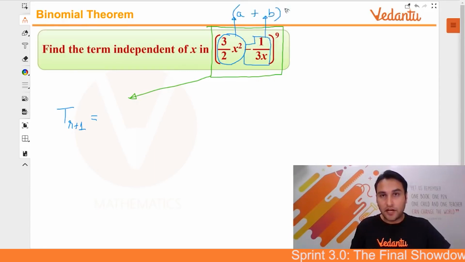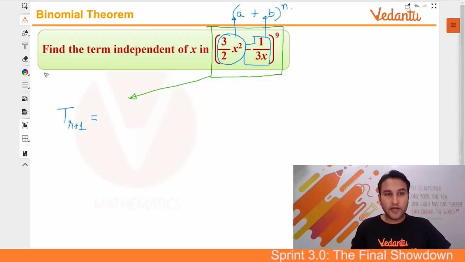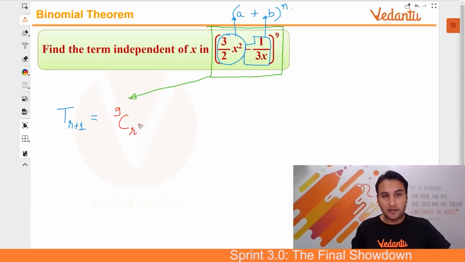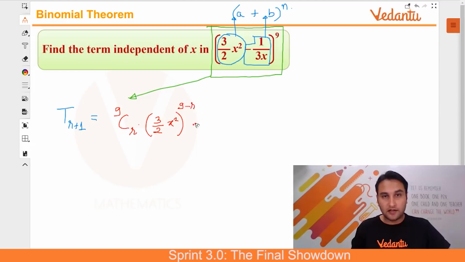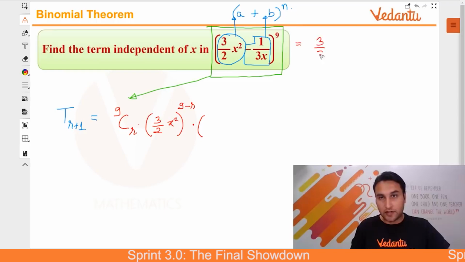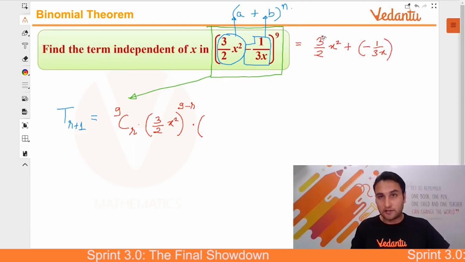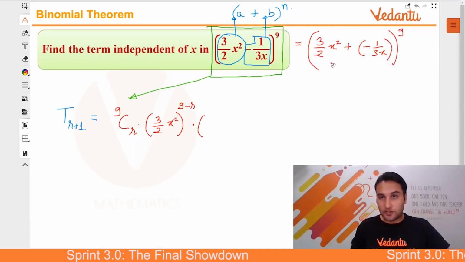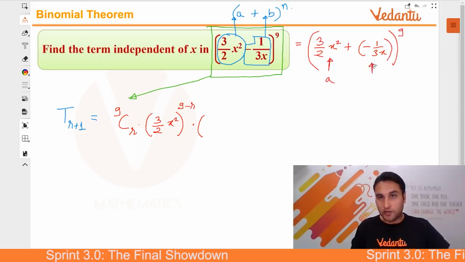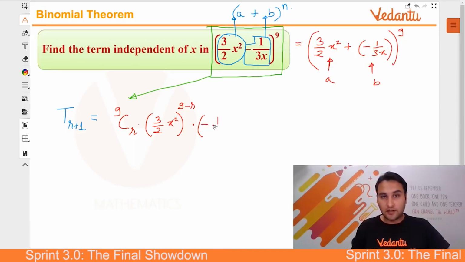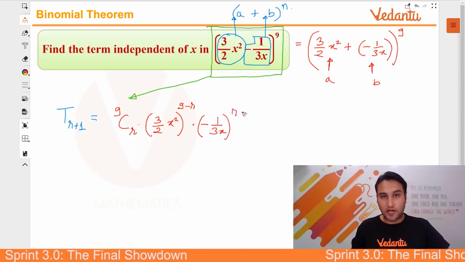ठीक है, की पावर n. All right, so if you write the (r+1)th term, कितना हो जाएगा ये? 9Cr into (3/2 x²) raised to power 9 minus r into... you can basically imagine this as 3/2 x² plus minus 1 upon 3x, raised to power 9, right? So this is like your a and this is like your b. So don't forget the minus sign. Minus 1 upon 3x raised to power r.